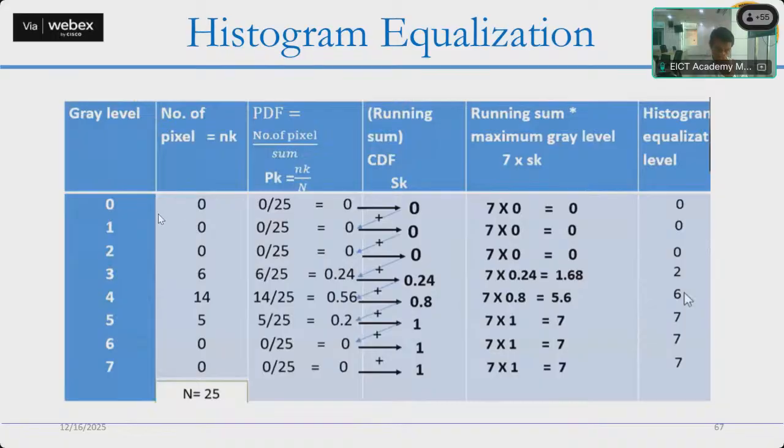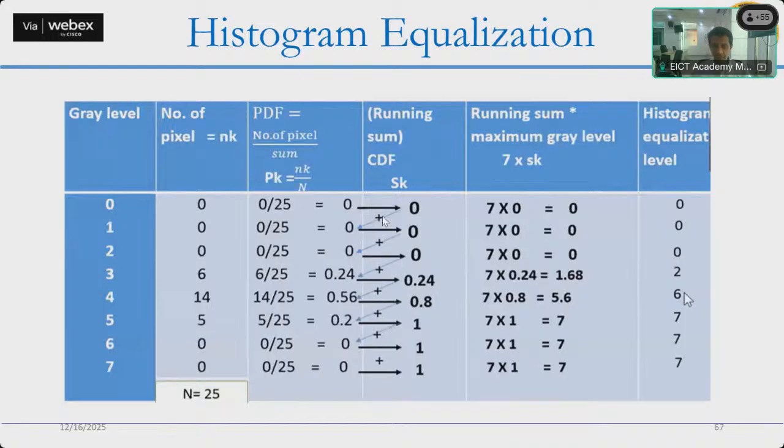First, again we take the gray levels between 0 to 7. We take the number of pixels, written in the same order: 0, 0, 6, 14, 5, 0, 0. Then we take the PDF. What do we mean by the PDF? PDF is the number of pixels upon the total sum. So it is 0 upon 25, 0 upon 25, 0 upon 25, 6 upon 25, 14 upon 25. That's how we have calculated the PDF.